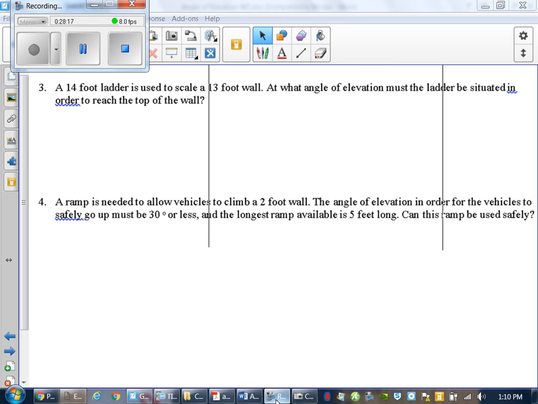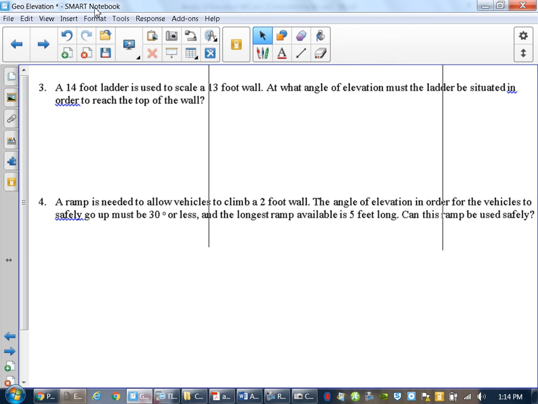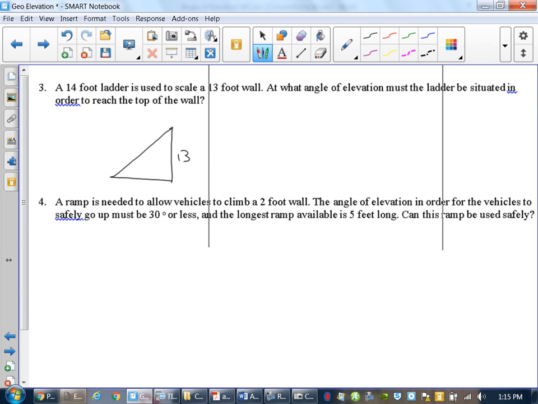I'll be right there. So, real quick, when you have a ladder, somebody was arguing with me about this last hour. We're not talking about an A-frame ladder, ladies and gentlemen. We're just talking about a plain old boring ladder that you lean up against the wall. So stop overthinking it. Here's a wall. The wall is 13 feet tall. The ladder to reach the top of the wall is 14 feet. What's the angle? What trig function are you going to use? Fine, good.